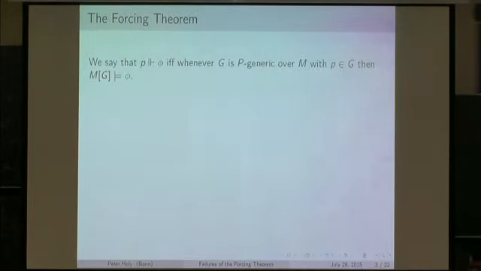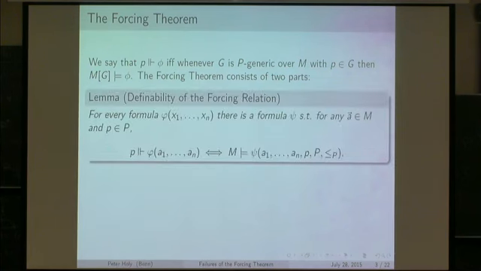And so what does the forcing theorem say? So let me start with a definition first. We say that P forces a statement phi if and only if whenever G is a generic filter for the forcing P over the model M, and P is a condition in the generic, then the generic extension M[G] satisfies this statement phi. And so the forcing theorem consists of two parts.